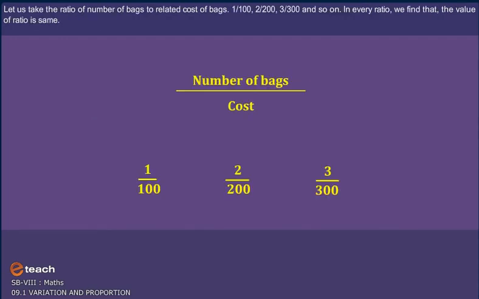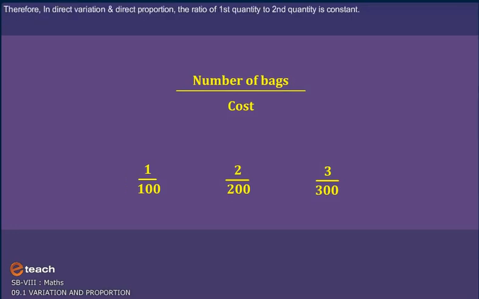Let us take the ratio of the number of bags to the related cost of bags: 1/100, 2/200, 3/300 and so on. In every ratio we find that the value of the ratio is the same. Therefore, in direct variation and direct proportion, the ratio of the first quantity to the second quantity is constant.